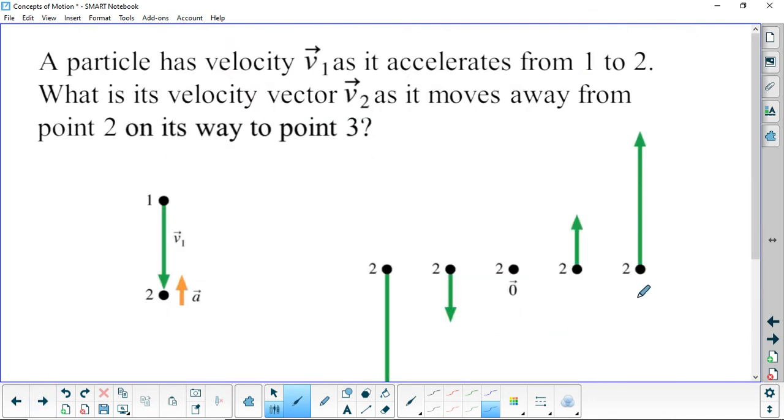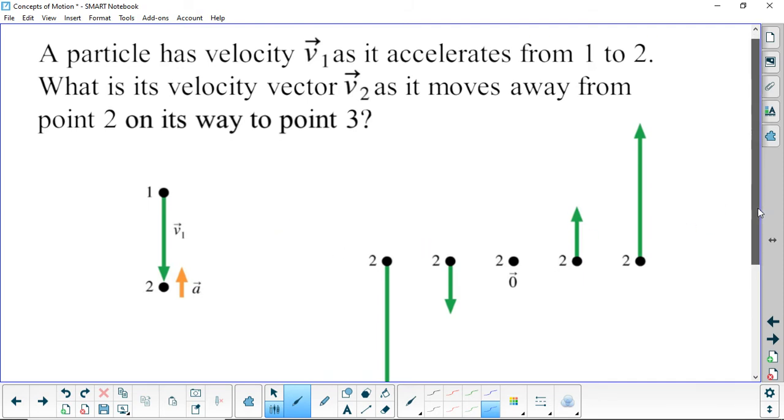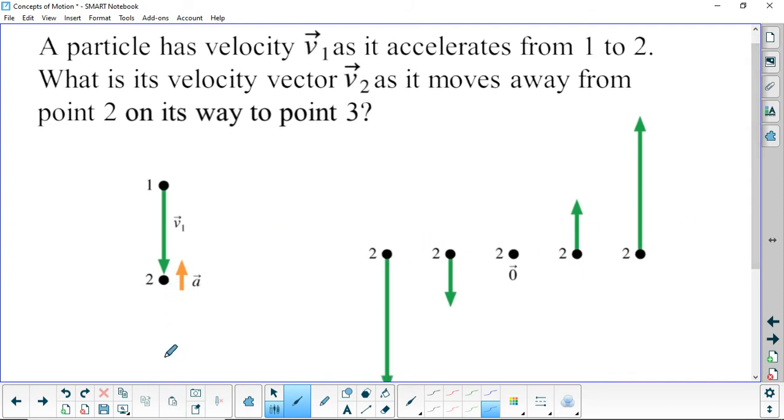Okay, let's practice that. Particle has velocity v1 as it accelerates from 1 to 2. What is the velocity vector v2 as it moves away from point 2 on its way to point 3? So we're saying this. What's this going to look like when I put point 3? Do I put it way down here? Do I put it up here? Is it going faster or is it going slower? What's happening here? The velocity is going in this direction and my acceleration is going in this direction.